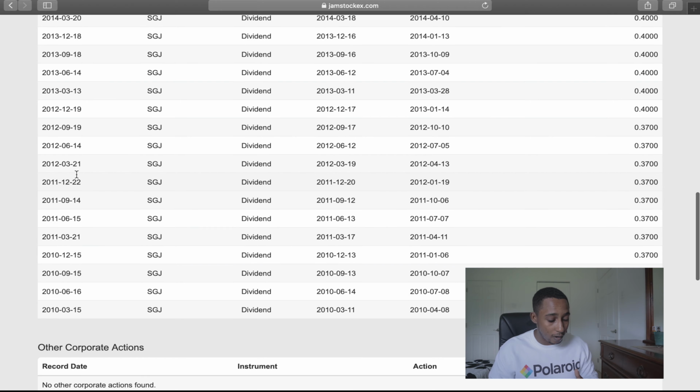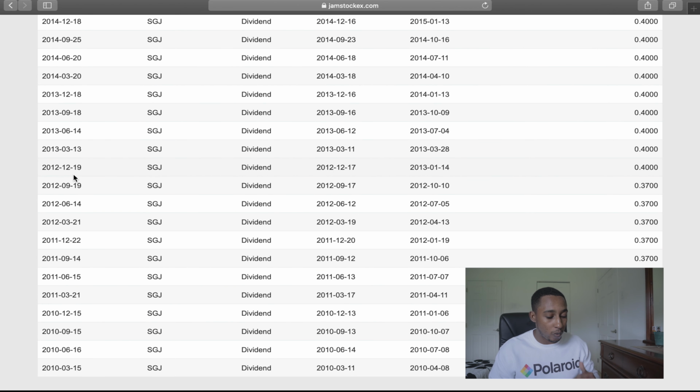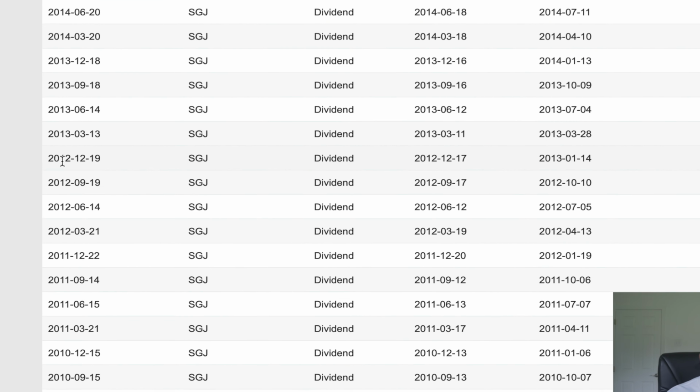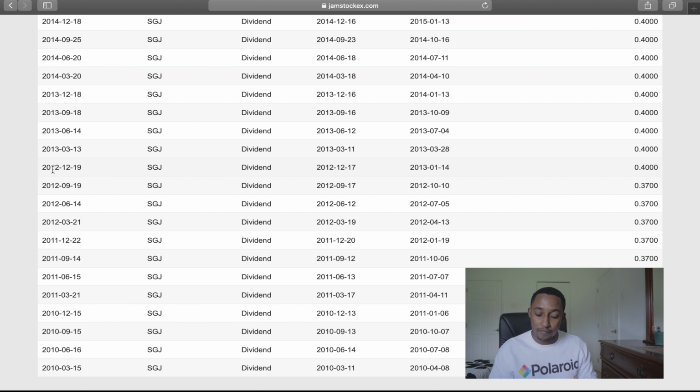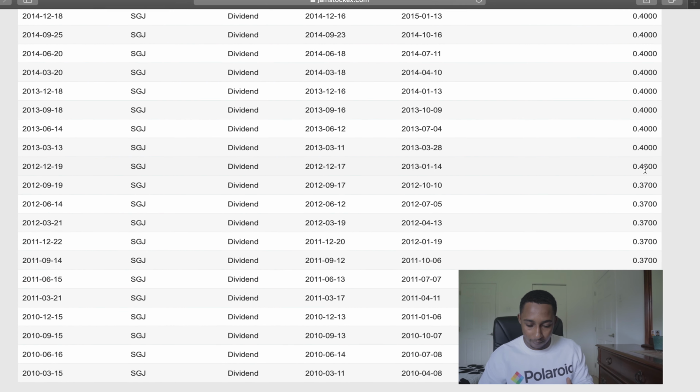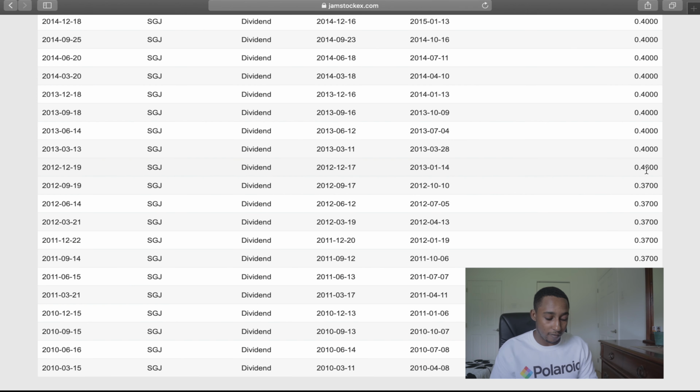Further analysis now, we're going up to 2012, and as you can see, for 2012 they paid 1, 2, 3, 4 times also for that year, and the dividend went from 37 cents to 40 cents for the last payment period in 2012. So their dividend went up. So analyzing this, I'm saying, well, their dividend never really went down.